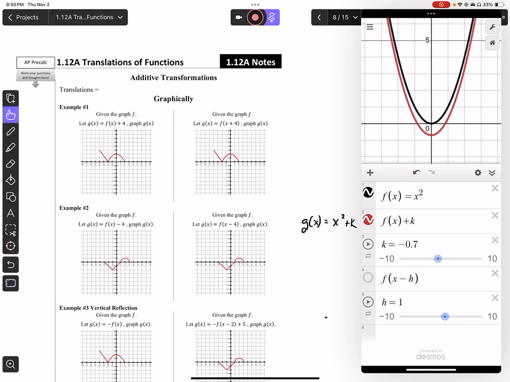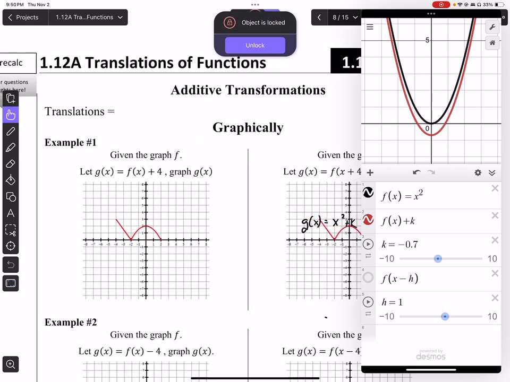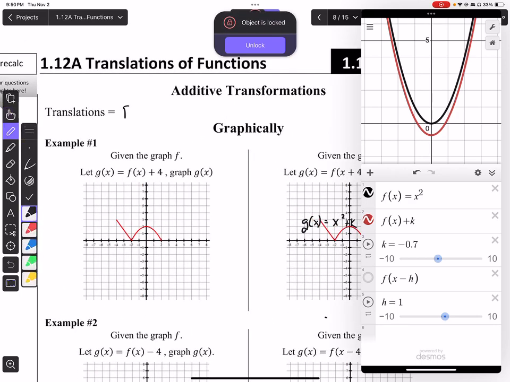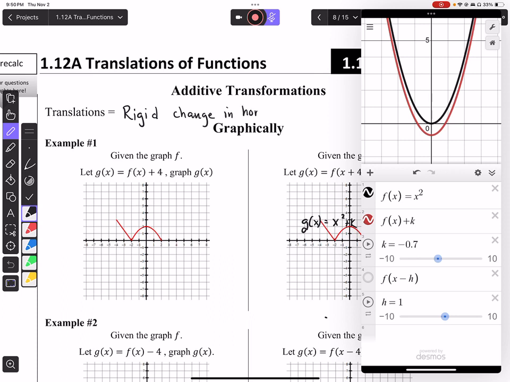These things are called translations. Okay, a translation is just a rigid change in horizontal or vertical position. Okay, so its size does not change. You're not rotating it. When you do a translation, you're just basically sliding your graph.